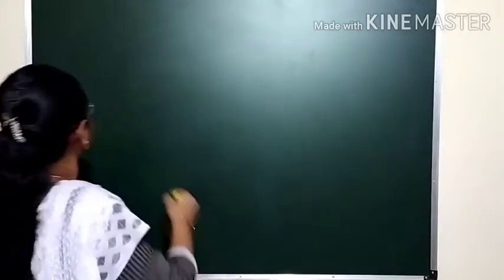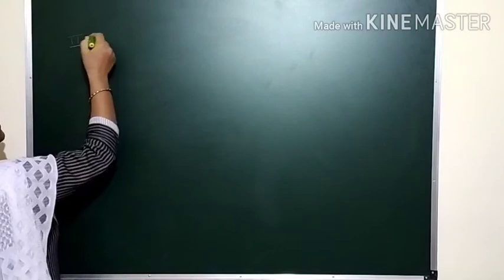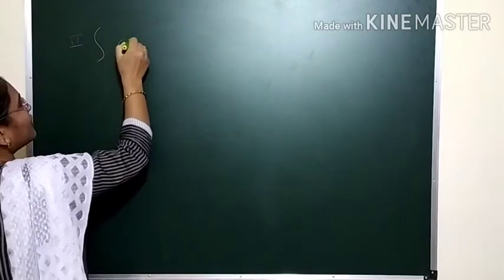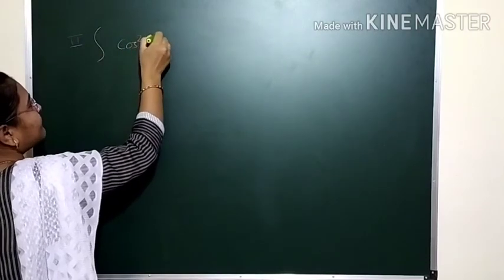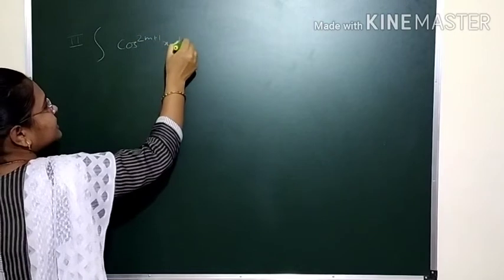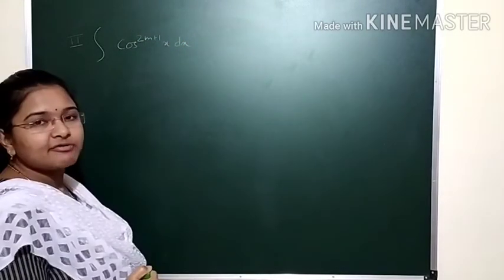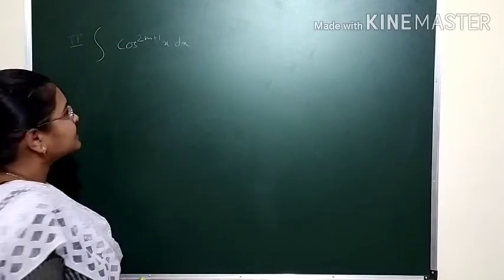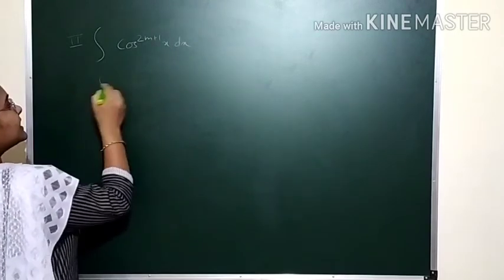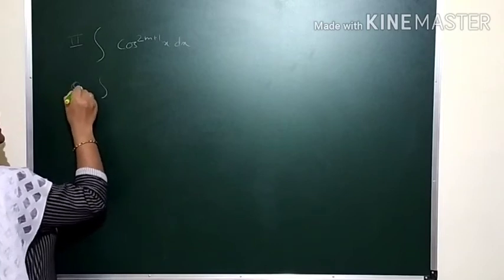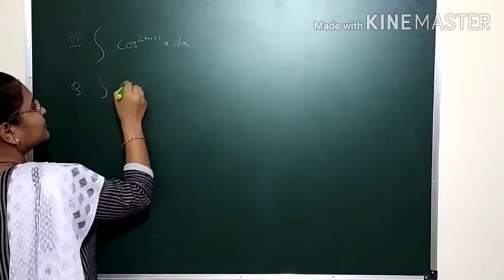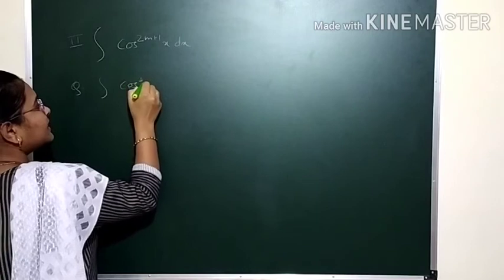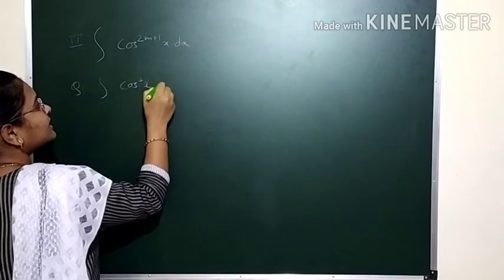In the last video we saw the integration of sin cube x. Now we have already seen the second form, the integration of cos raised to 2m plus 1 x dx. Now here we will find the integration of cos cube x. Question 1: integration of cos cube x dx.